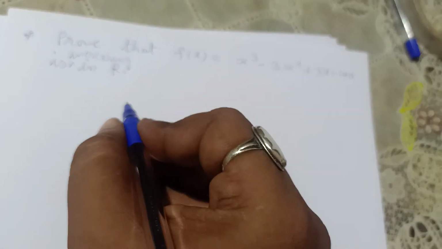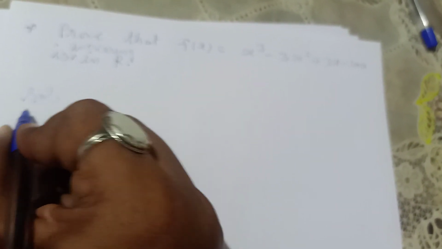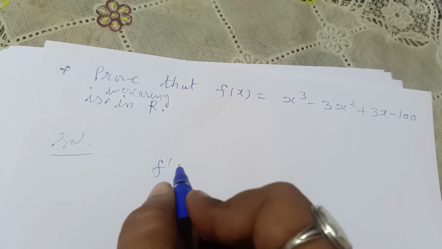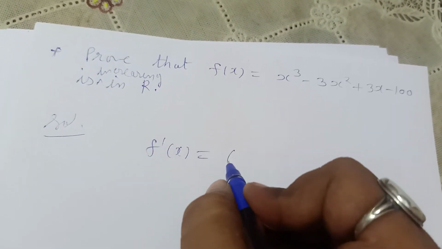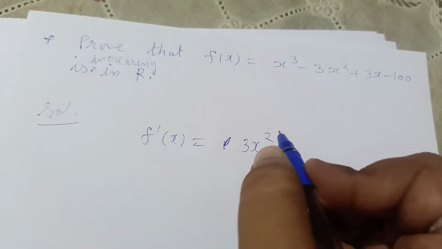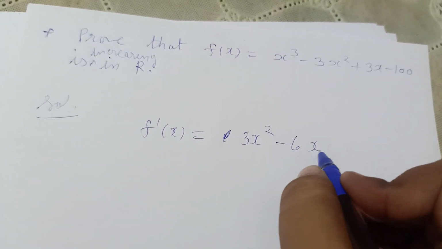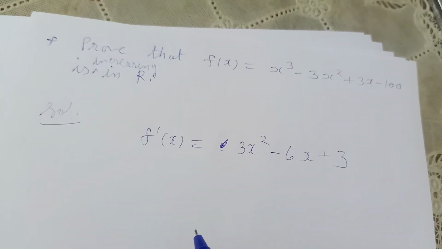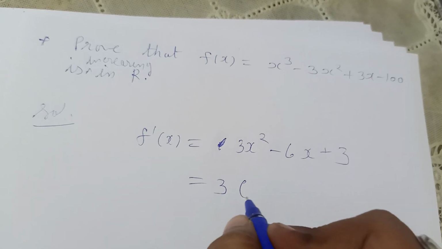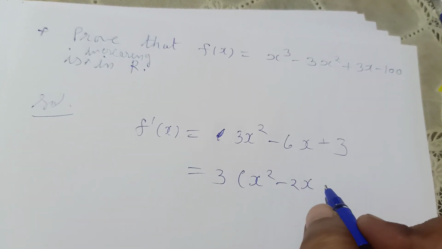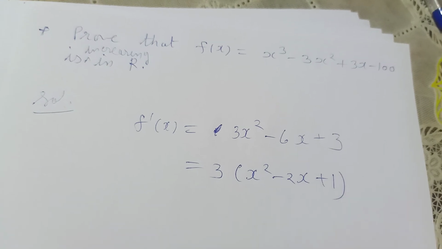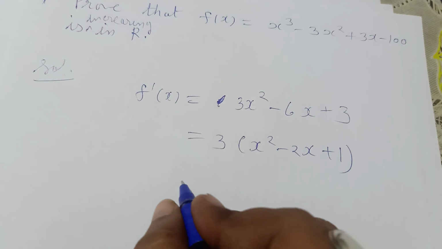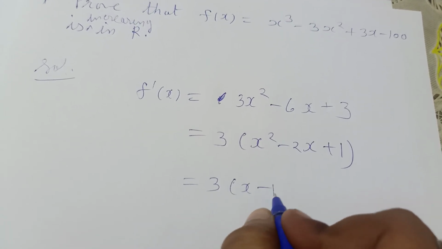So first find f dash. Solution. First we will write f dash x. f dash x equals 3x square minus 6x plus 3. Now we simplify it, take out 3 common, x square minus 2x plus 1. Now x square minus 2x plus 1 is a perfect square. You can write it as x minus 1 whole square.